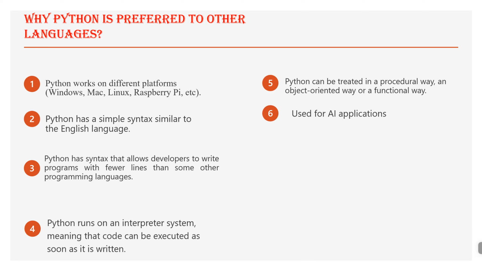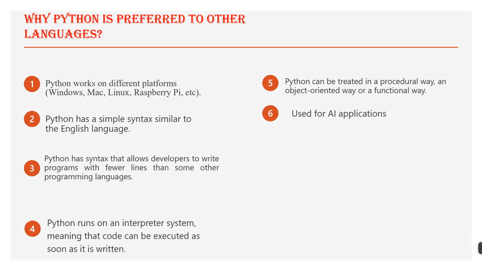Another very important feature of Python is that Python runs on an interpreter system. We might have already studied the concept of compiler and interpreter. A compiler is used to compile an entire program before execution, but an interpreter is not so. An interpreter will compile line by line. Whenever a line is okay, it will execute.